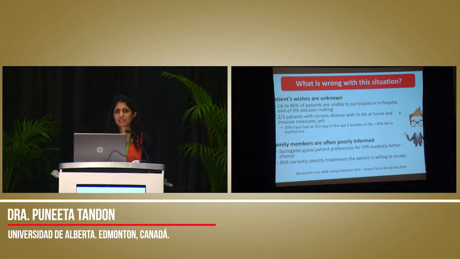Secondly, family members who we are left to then make the decisions are often poorly informed. So in two studies, one where they looked at what surrogate decision makers, so your family members or your friends, they guessed patient preferences for CPR, so resuscitation, modestly better than chance. And a third of surrogates correctly identified treatments the patient was willing to or not willing to accept. So our family members, if we don't talk about this with them, they don't necessarily know what we want.